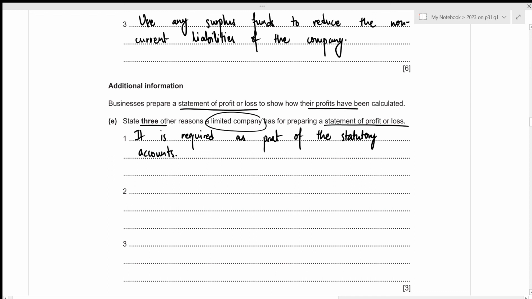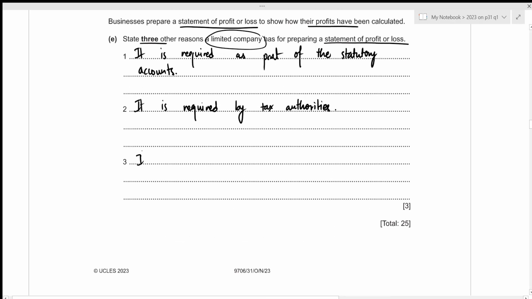The second reason is that the statement of profit or loss is also required by the tax authorities so that they can calculate the correct amount of tax. So it is required by tax authorities. All right. Then our final reason is that the statement of profit or loss will also provide information for decision making. So it provides information for decision making.